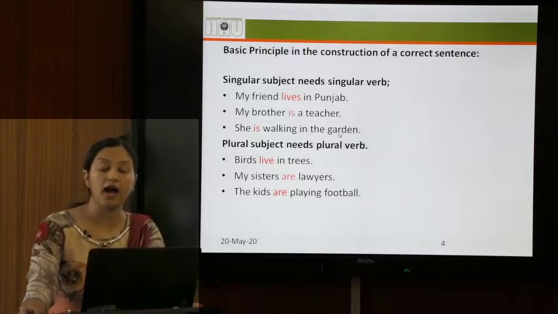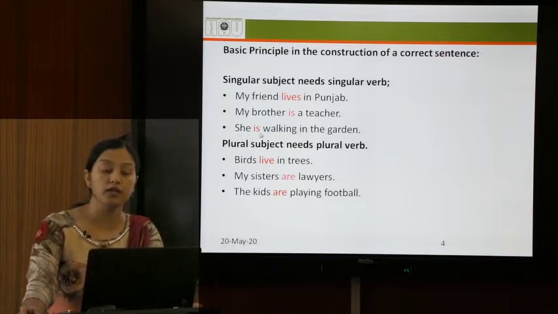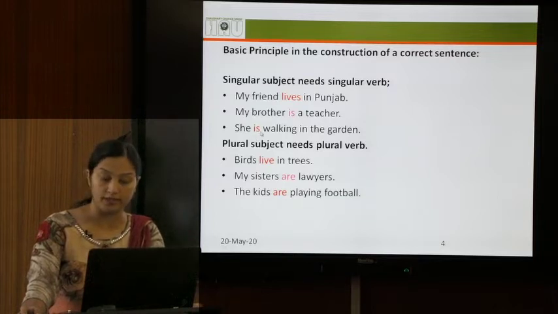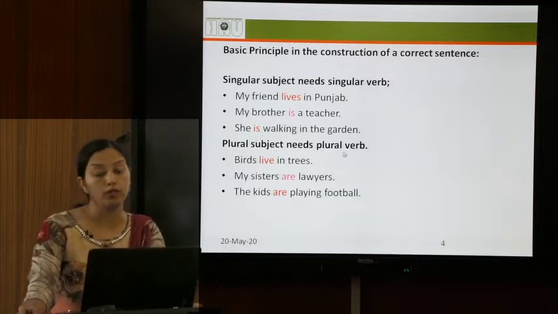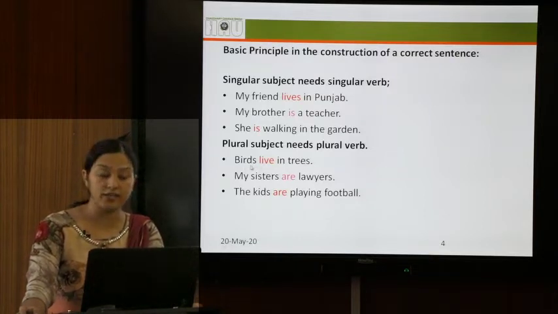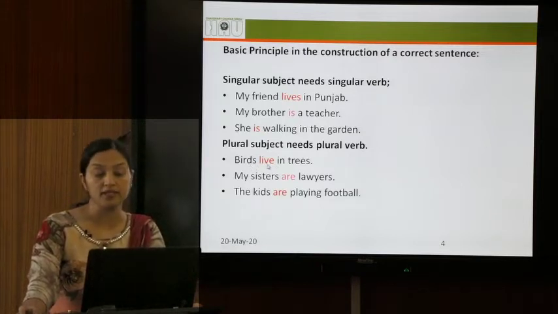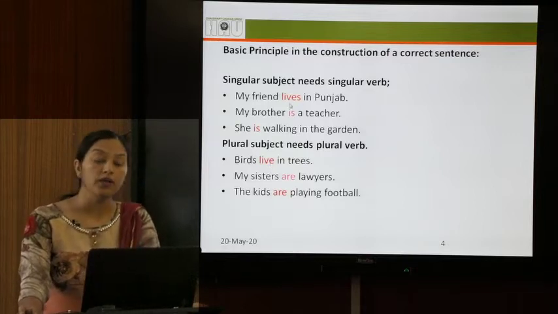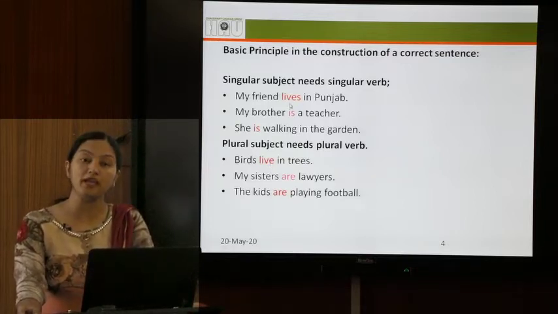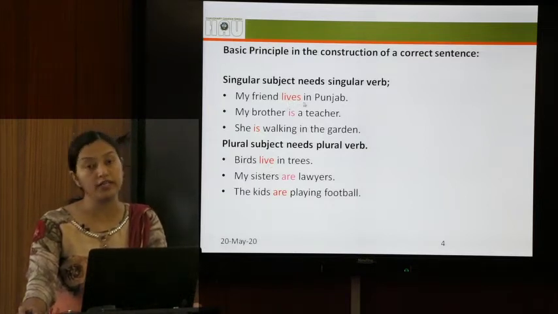She is walking in the garden. Again we are using a singular pronoun, she, with which we are using a singular verb, the primary auxiliary is. Plural subject needs plural verb. Birds live in trees. Birds is plural in its nature, so with that we are using a plural main verb. With a noun, whenever we add s, we make it plural, but with a verb, whenever we have a plural subject, we need to deduct the s, and with a singular verb we need to add s.